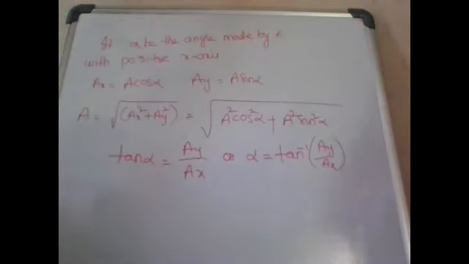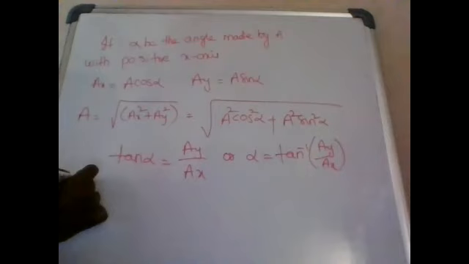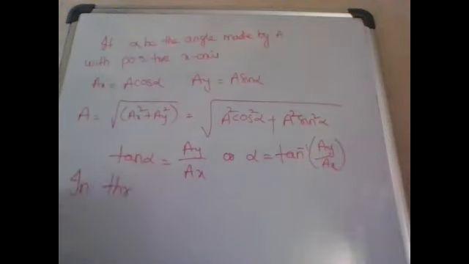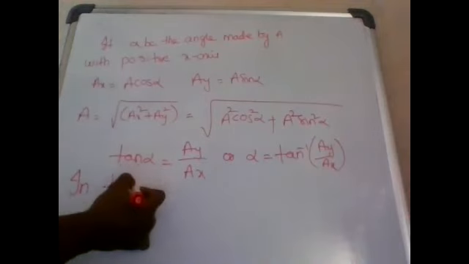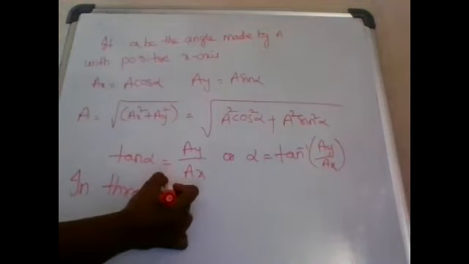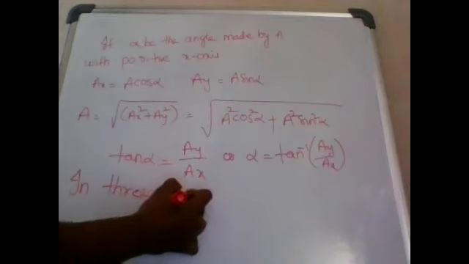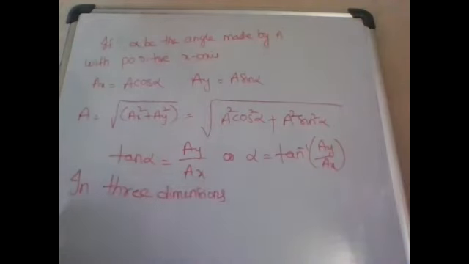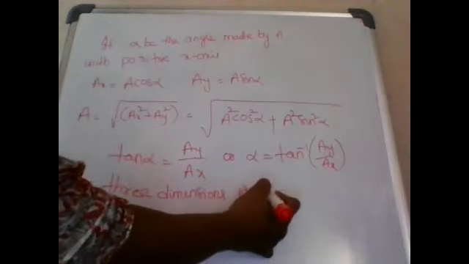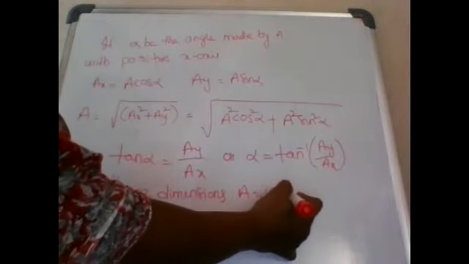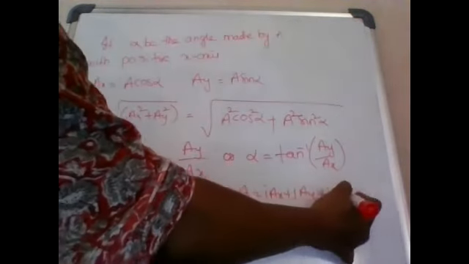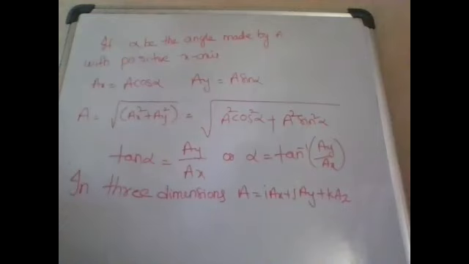If this vector is in 3 dimensions, if we consider 3 dimensions, that means x comma y comma z directions, we can write vector A equals i into A suffix x plus j into A suffix y plus k into A suffix z.